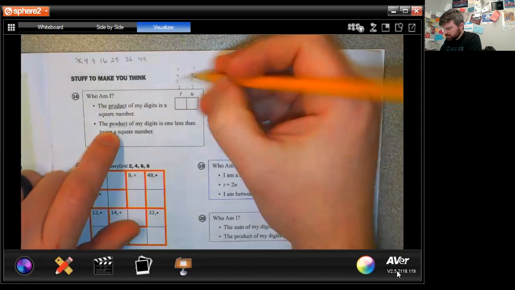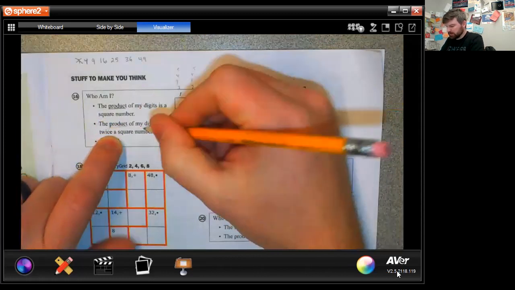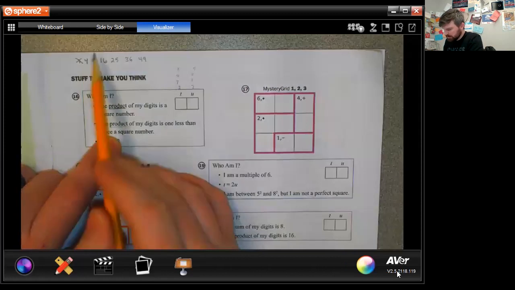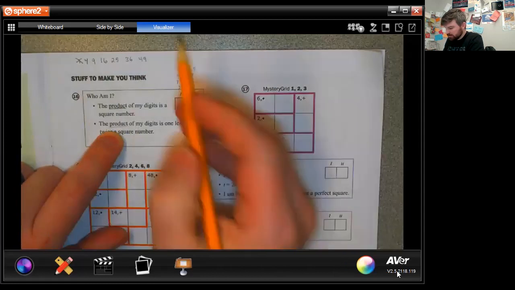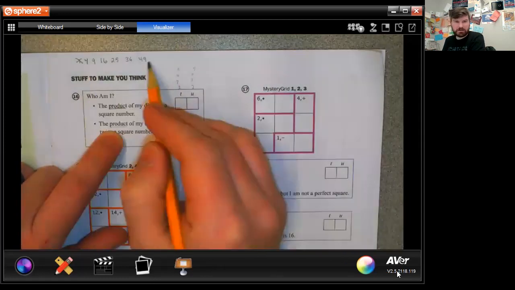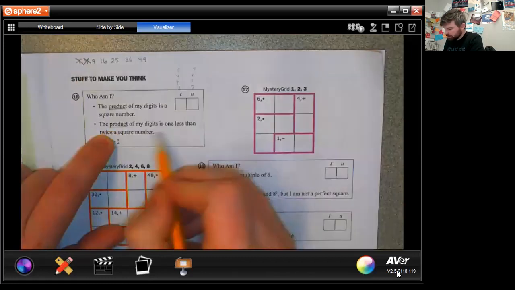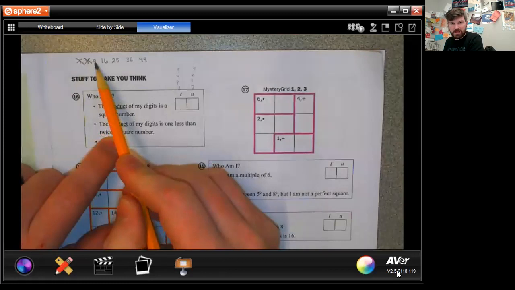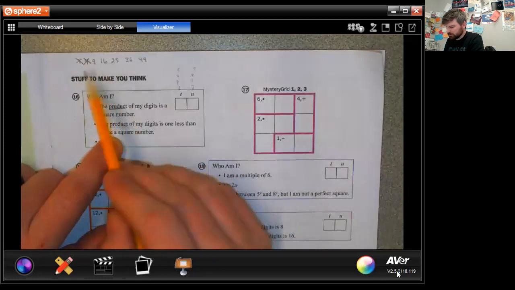The product of my digits is 1 less than twice a square number. So if I take a square number, let's just take this number, twice that is 8. The product of my digits is 1 less than that. So that would be 7. And the product of these is one of these, but it's not a 7. So we'll mark that one out. So 1 less than twice a square number: 9 times 2 is 18. 1 less than that is 17, and 17 is not a square number up here.